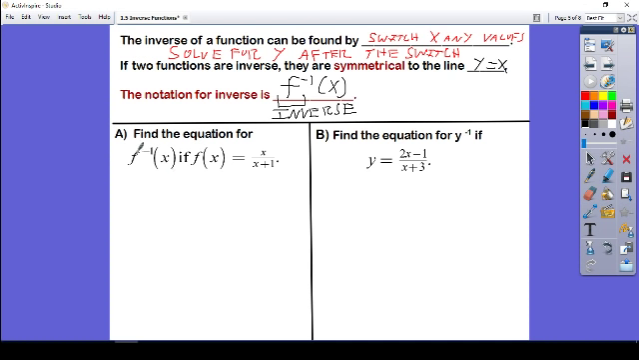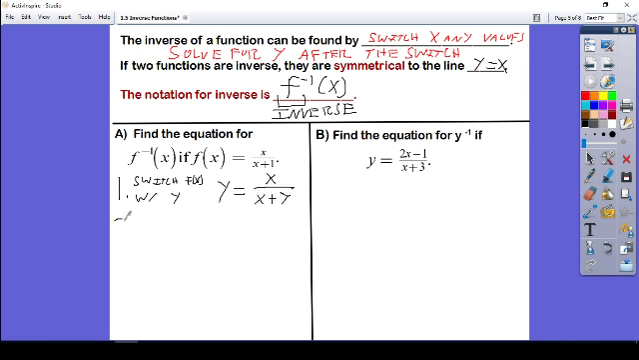All right, so let's do some example problems. Find the equation for the inverse of f of x if f of x is equal to x over x plus 1. Step 1, switch f of x with y. So when we do that, we're just going to write y is equal to x over x plus 1.